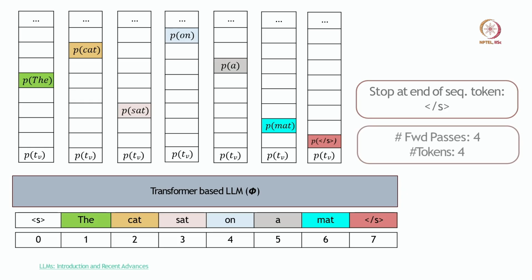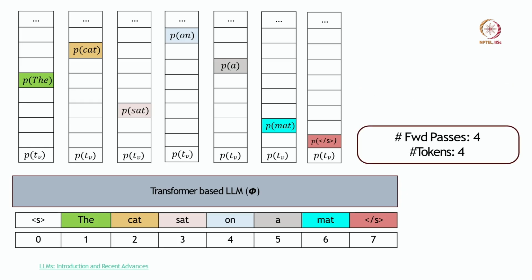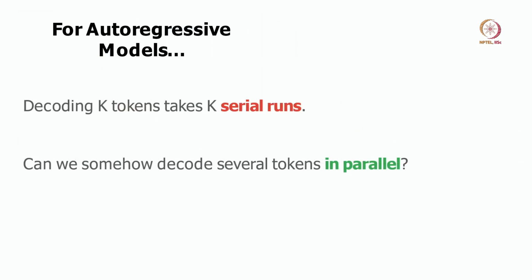Now one important thing here is, we generated these 4 tokens. Don't neglect this end of sentence, that is also a token, okay. To generate these 4 tokens, we actually performed 4 forward passes, correct. That means if we want to decode k tokens, we need to perform k serial runs, right. The question is, can we somehow decode several tokens in parallel? If we can do that, that will give us a huge performance benefit, a huge benefit in latency. Now let's see how we can do that.